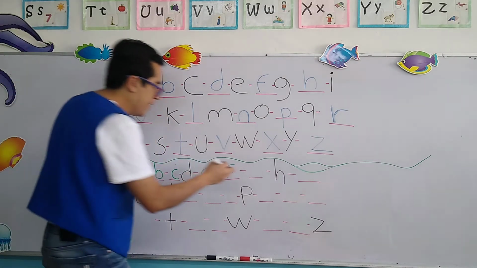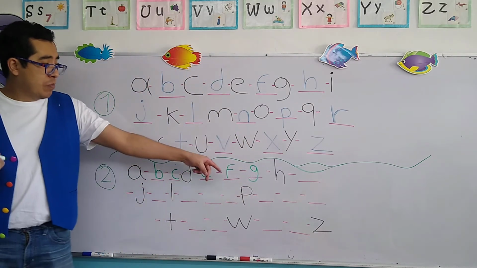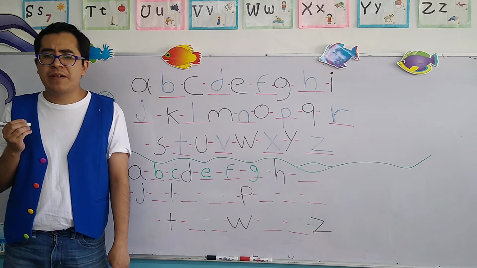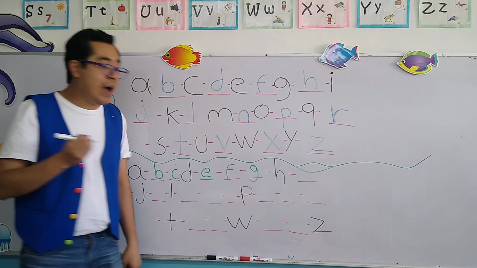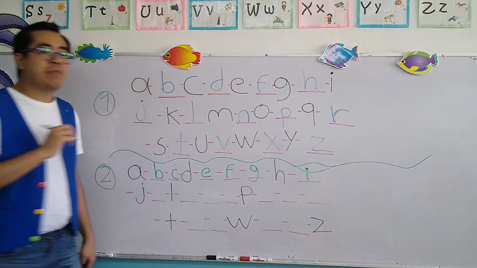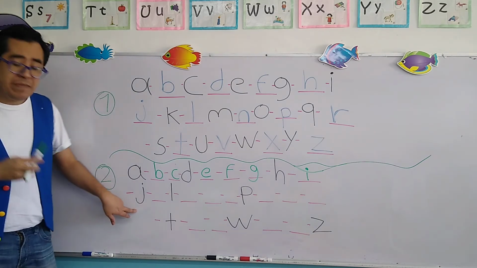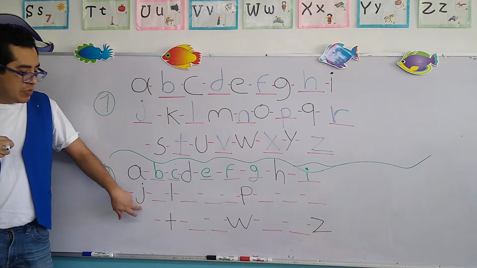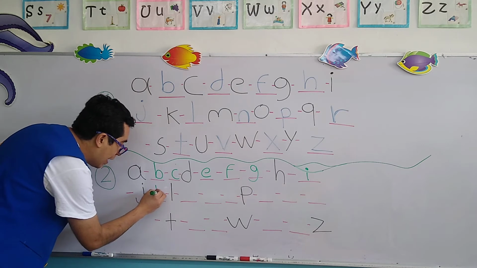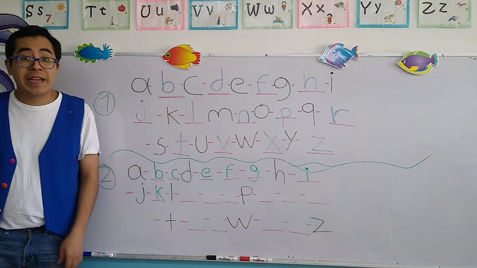Small g, okay, of giraffe, that's another animal. After small g, small h. After small h, what's the next letter? Small I, of Indian, of Irma. After small I, what's the next letter? Small j, like the teacher, Jacob. After small j, small k of koala. Do you remember the koala? Koalas are similar to monkeys, don't forget that.